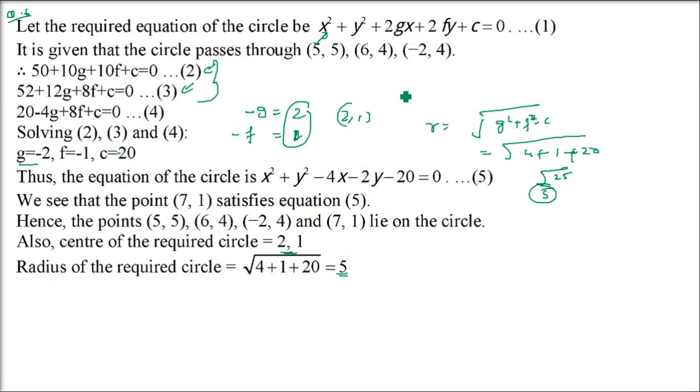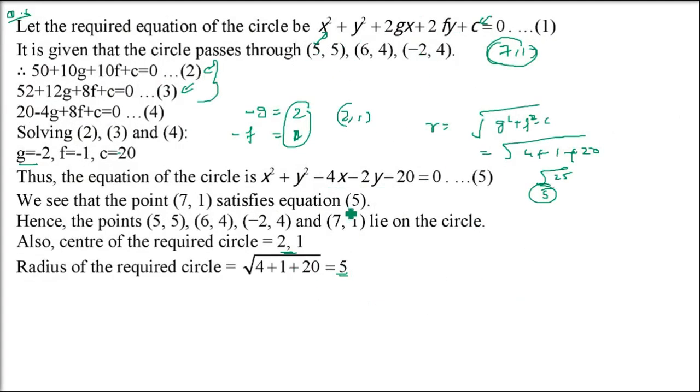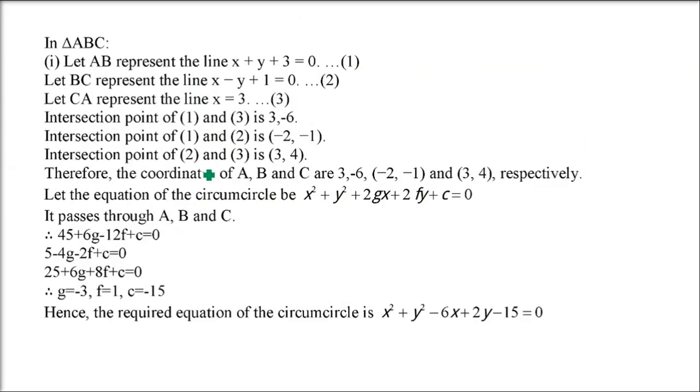Now when the equation comes, just put in the fourth point, which is 7 and 1. As I said, you could have taken any point. Whichever is remaining, here we have taken the first 3, so 7 and 1. Just put it in here and you'll get 0. So this is concyclic, same as the previous question we have done. The center has come, g and f have come, and the radius has also come.